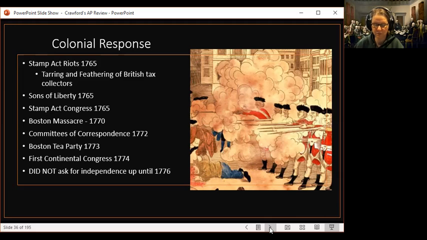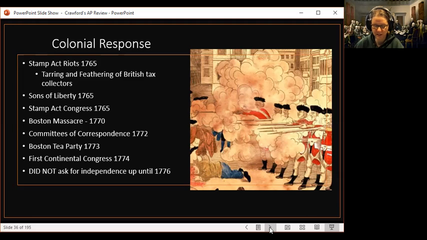We see the Boston Tea Party, which was in response to the Tea Act of 1773, where a few people dress up like Native Americans and basically toss all that tea into the harbor. And as we've discussed, it's millions and millions of dollars of property damage.